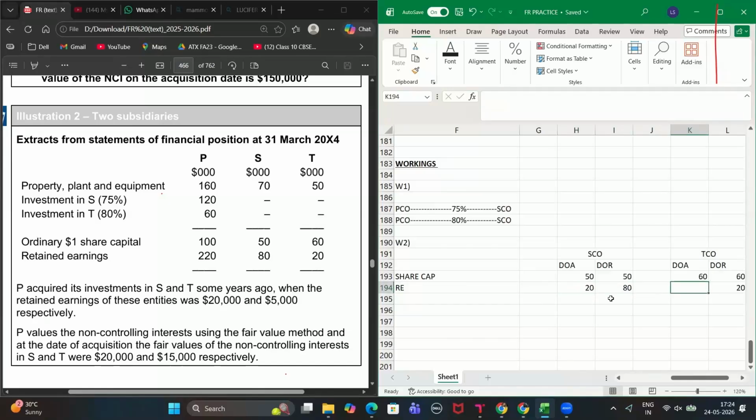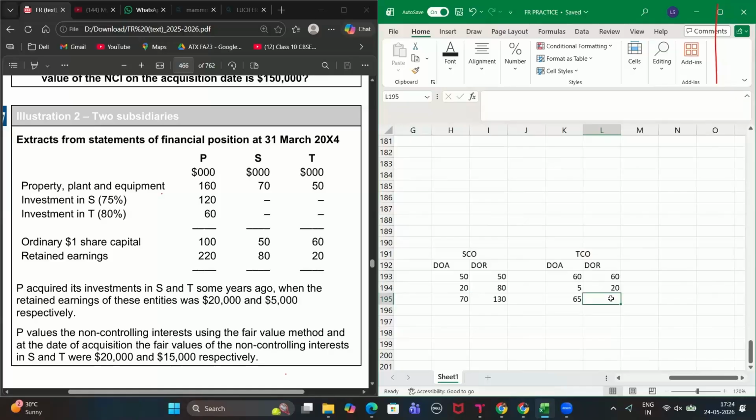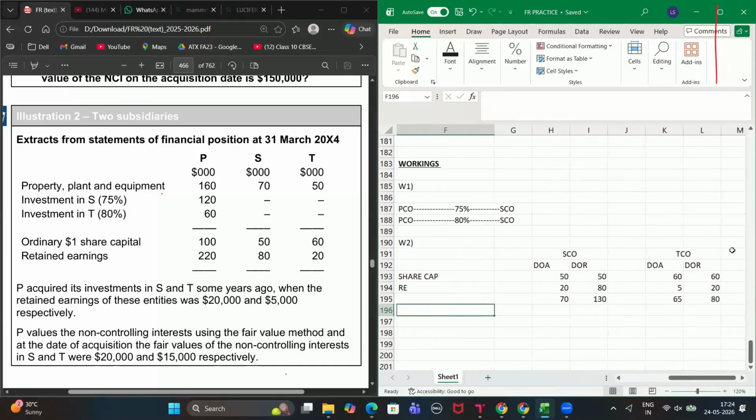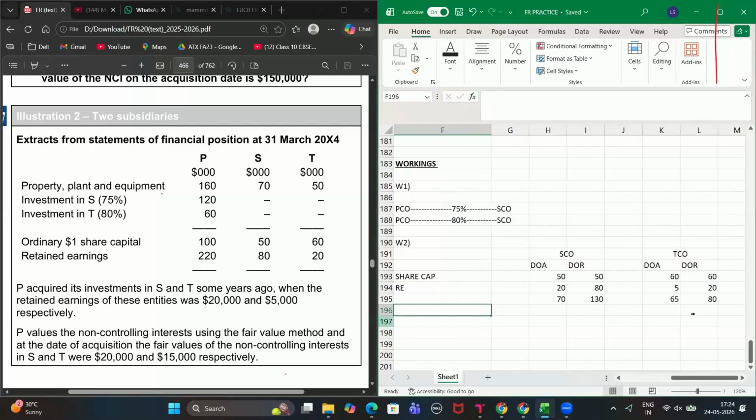Okay. What about T company? It is 5K. So what is the net asset at the date of acquisition? This is 70. In this case, it is 130. What about here? It is 65. And here it is 80.